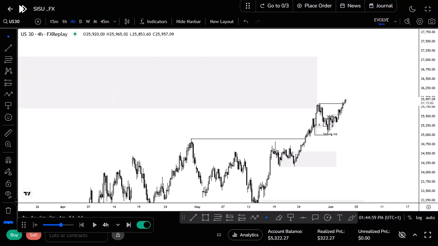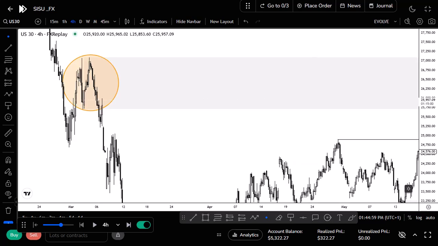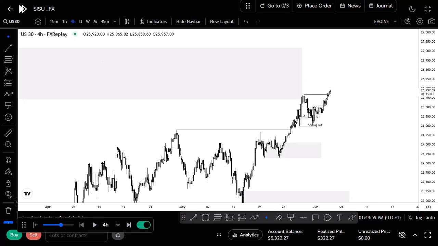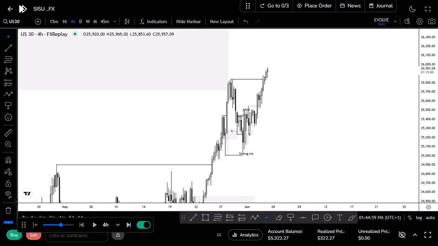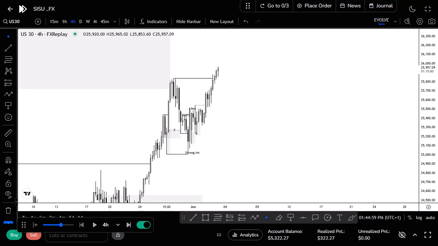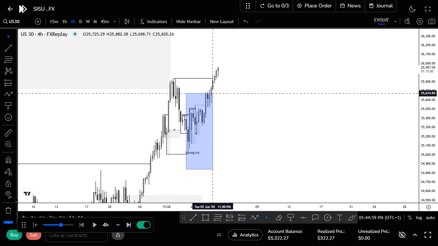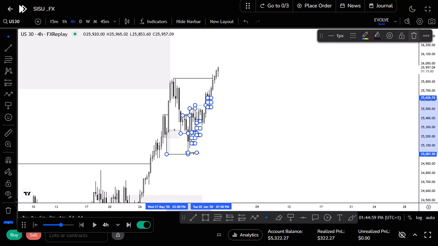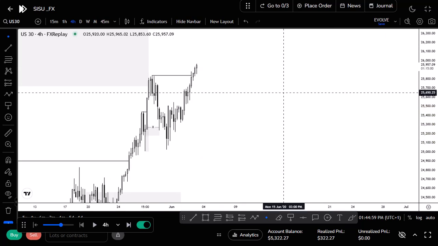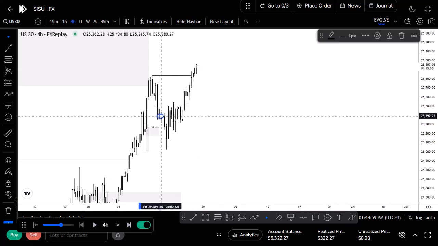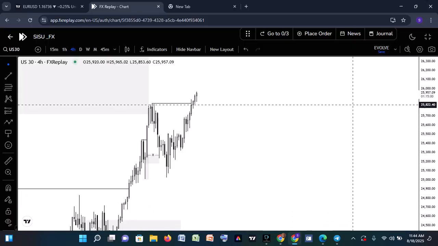So remember, I said that this particular zone, which we marked out on the daily time frame, has high chances of holding price. But we can see clearly that on the 4-hour, I don't think we have a clear reaction. But let's just try and find something interesting for ourselves. So you can see our 4-hour internal structure continues bullish.